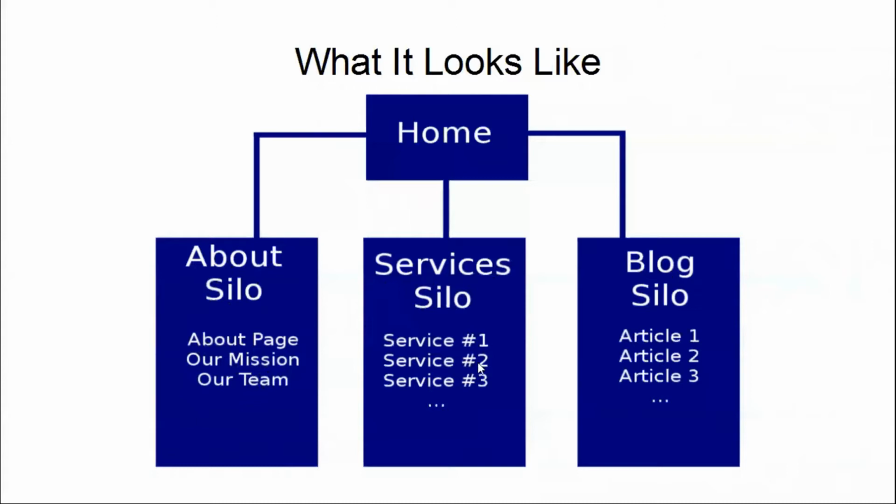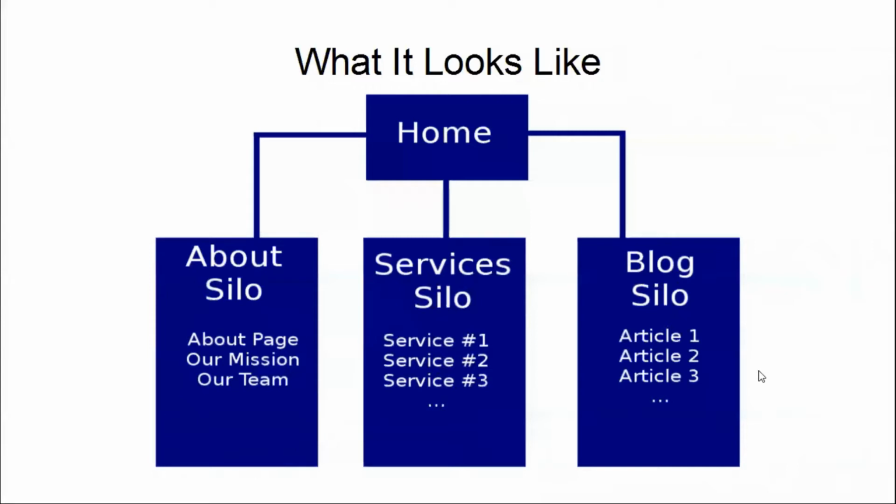Then you'll have your services silo, which will then cover all of your services. Generally, you'll have a parent page that kind of gives an index of what all your services are, with some brief overview information and call to action to get people into the detailed pages, which then cover each individual service in detail. Then you can have a blog silo where all your articles go, and so on. And you can have as many or as few silos as you need.